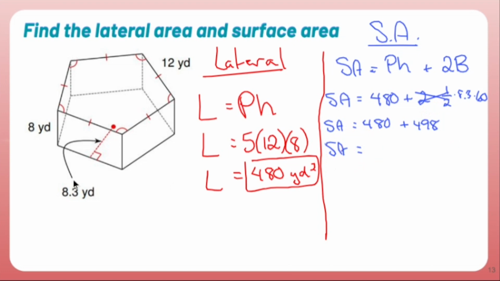Add these two together, and you get 978 yards squared, because area is square yards. There you have it. Pentagonal prism, lateral and surface area. Fun.